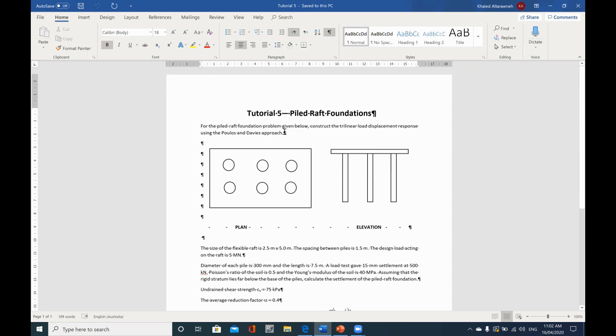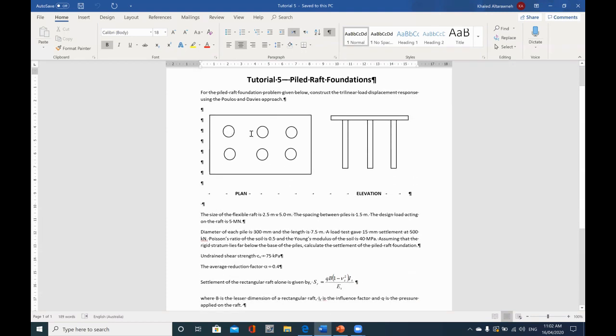So in this question, we have pile raft foundations. We need to construct the trilinear load displacement response using the Poulos and Davis approach to solve these problems, to consider both structures, the raft and the piled group.